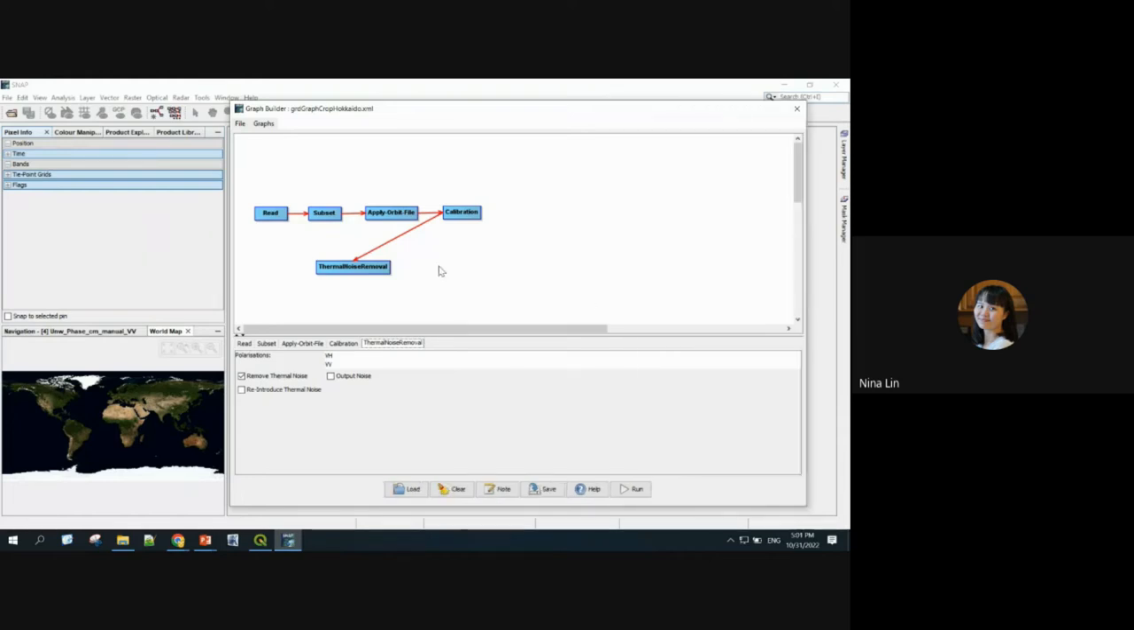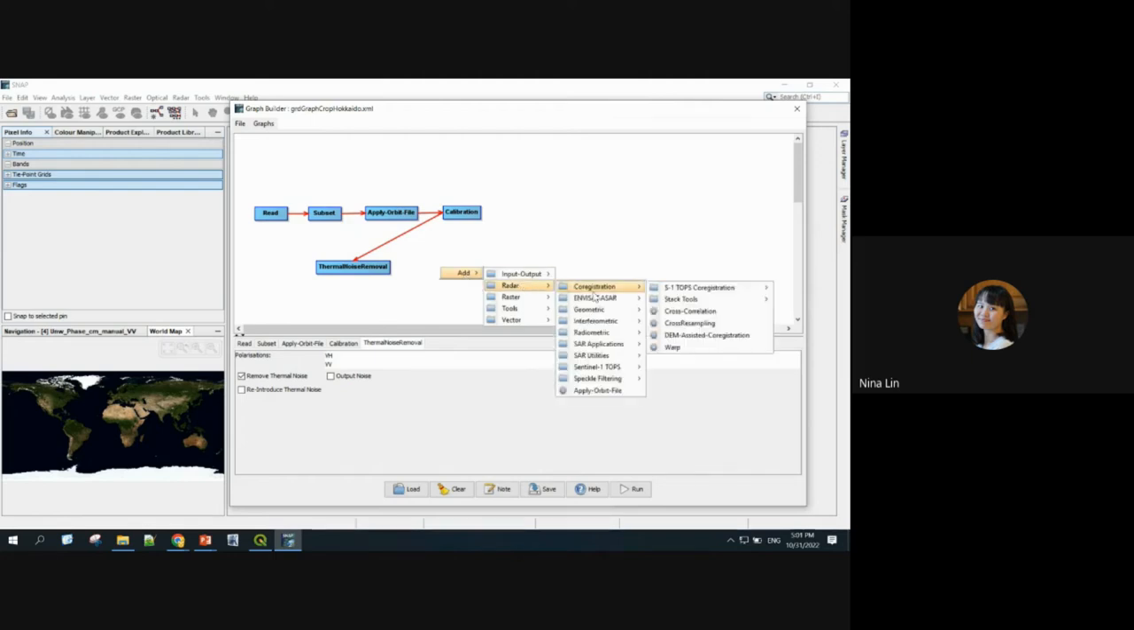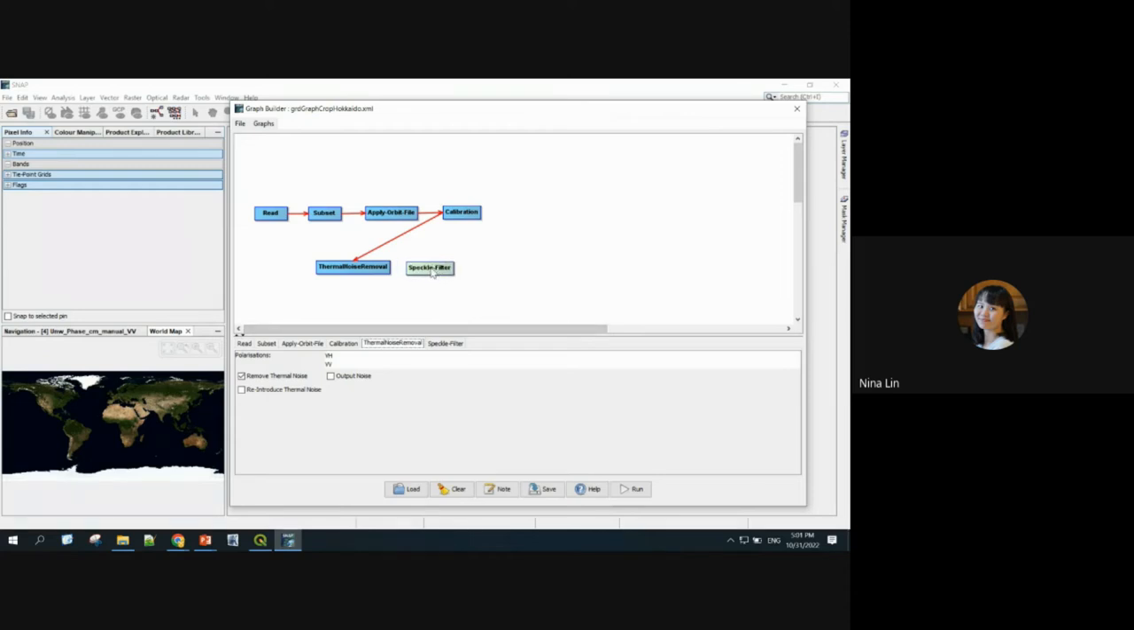Let's go to Radar, then Speckle Filtering, and Speckle Filter. Let me add that. You need to remember that for the flow to work properly, you need to delete the later boxes first in order to insert a new box. So I include this one and add back the previous Geometric Terrain Correction, and finally, let me connect them. So now, done.